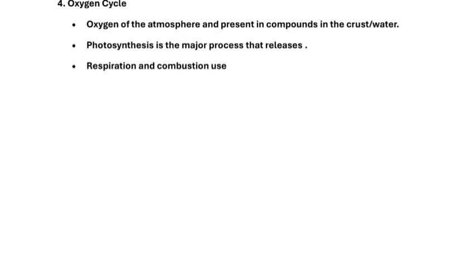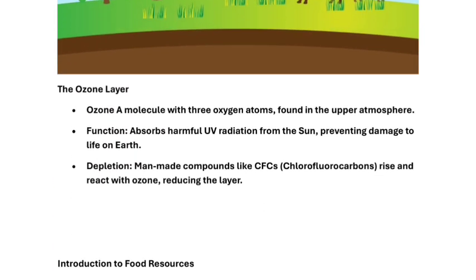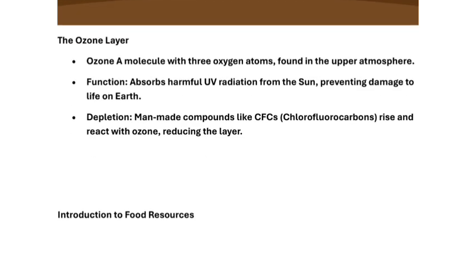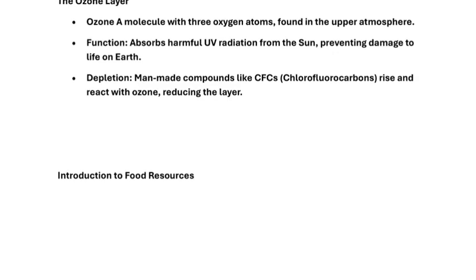The ozone layer. Ozone is a molecule with 3 oxygen atoms, found in the upper atmosphere. Function: it absorbs harmful UV radiation from the sun, preventing damage to life on Earth. Depletion: man-made compounds like CFCs, chlorofluorocarbons, rise and react with ozone, reducing the layer.